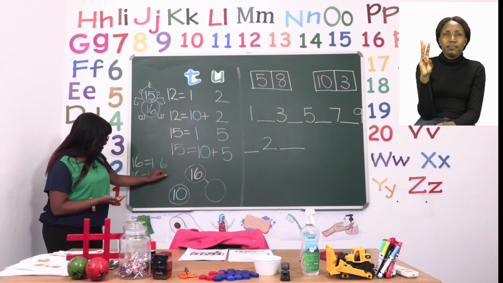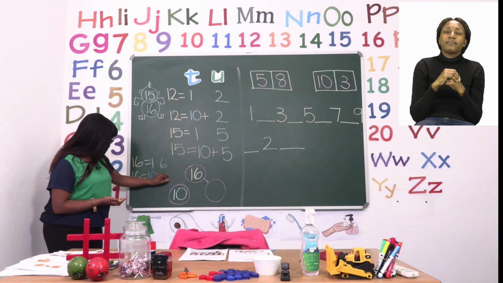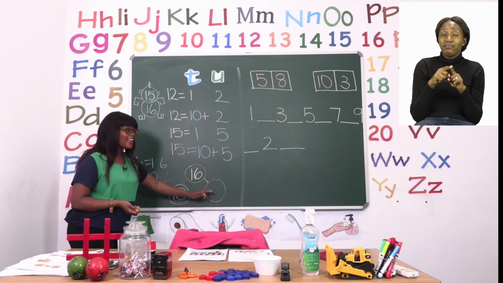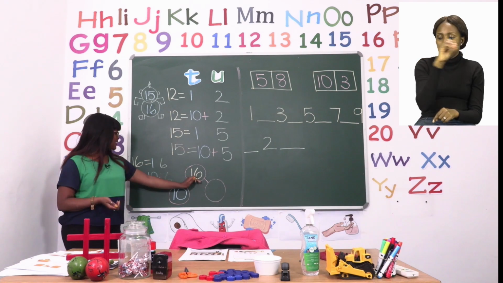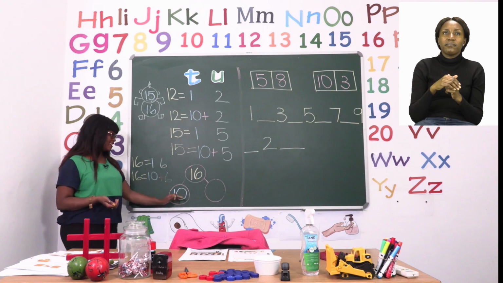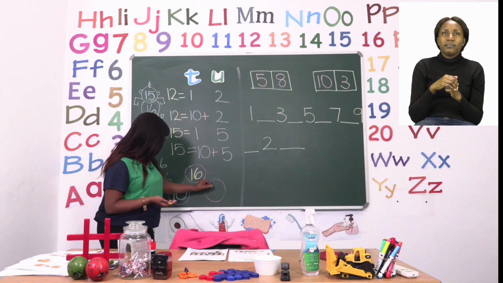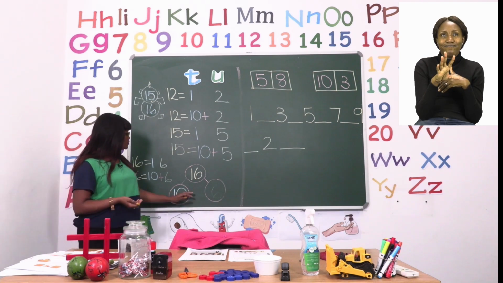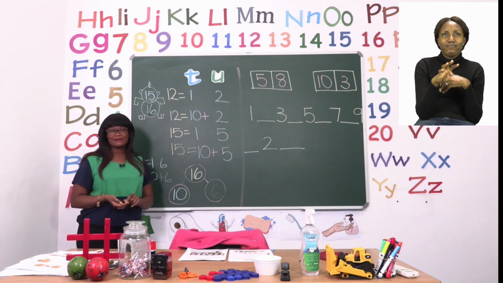So we're going to put our 6 here, which means this is the same number that's missing here, because we have our 16 here, our 10 right here, and then our 6 over here. Now we have completed the number bond, where 2 numbers will equal 1 bigger number.